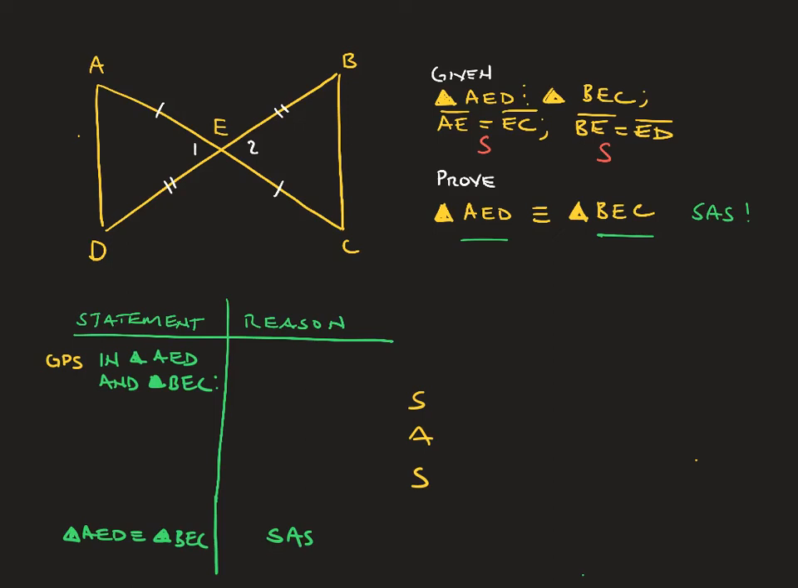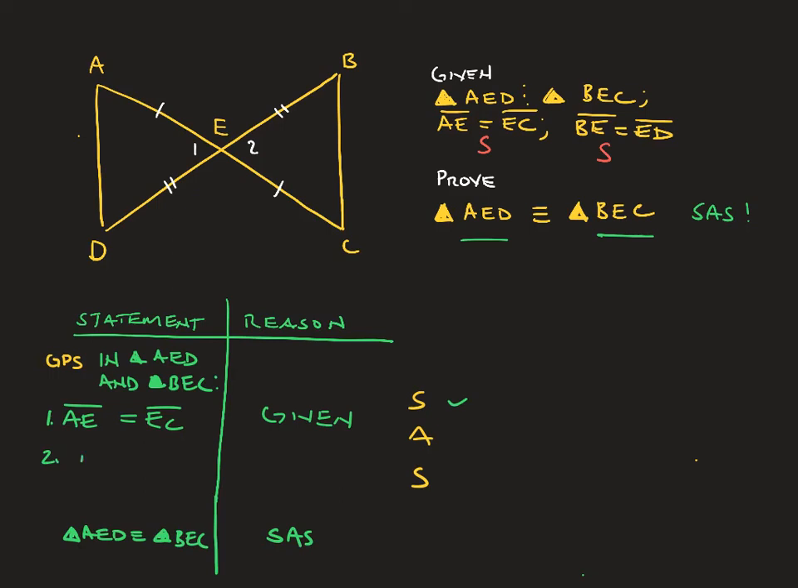In the given information for this problem, we are told about two pairs of sides. We'll use one first, it doesn't matter which, and then the second pair. So in the first step, I'm going to say AE is equal to EC, and that was given to me, so I can use that as a reason. It means that I now have shown one pair of sides equal.